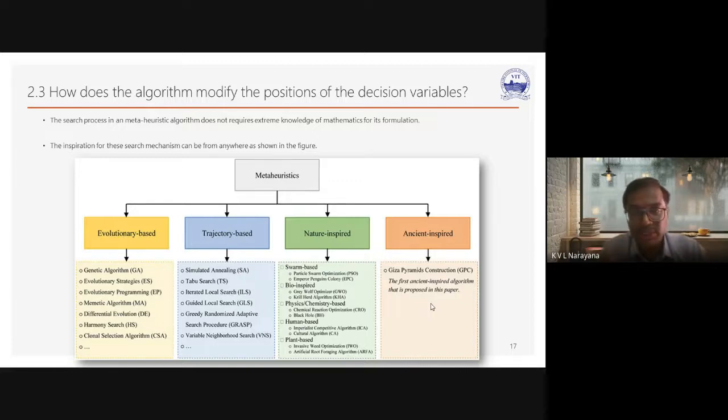For example, particle swarm optimization comes under nature inspired optimization algorithms. And grey wolf optimization, whale optimization, and human behavior inspired algorithms like teaching learning based optimization and social group optimization, all these come under nature inspired. That means the optimization algorithms are categorized based on the search mechanism we use.